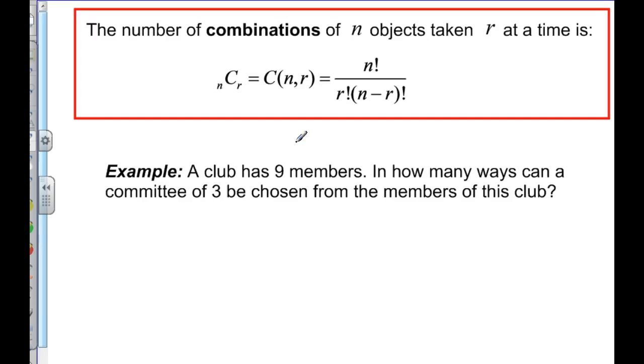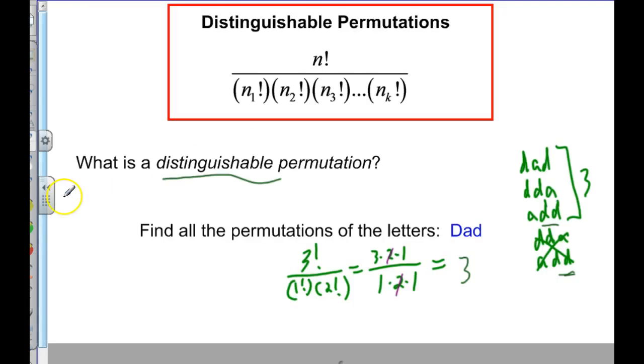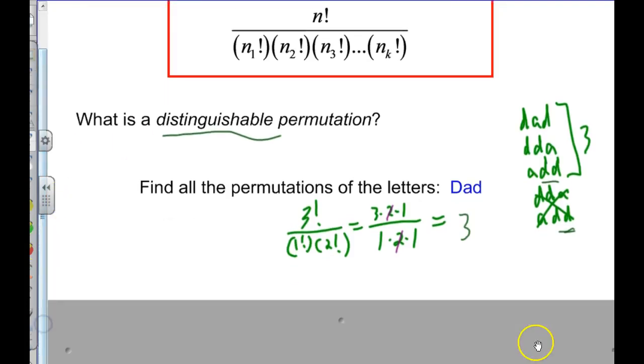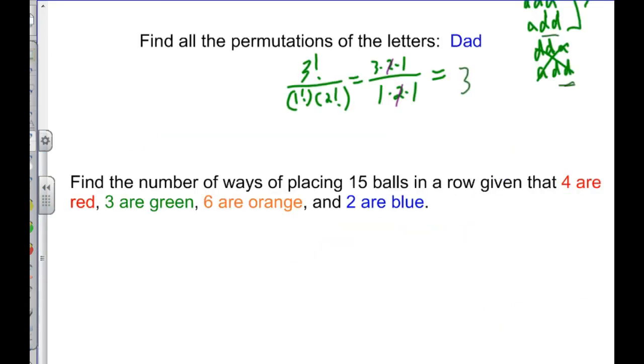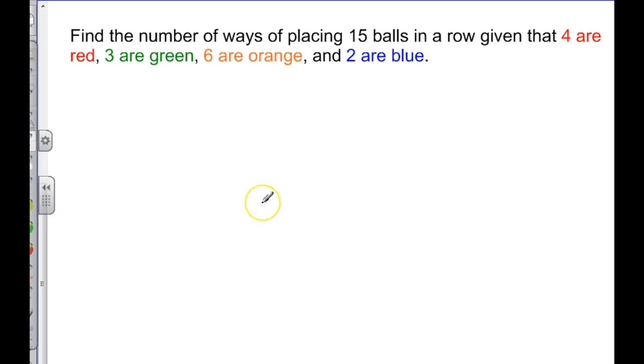Okay, let's try another one. Let me make sure of something here. Okay, let's do one more on this one. I thought there was another one. So let's find the number of ways of pitching 15 balls in a row, given that 4 are red, 3 are green, 6 are orange, and 2 are blue.